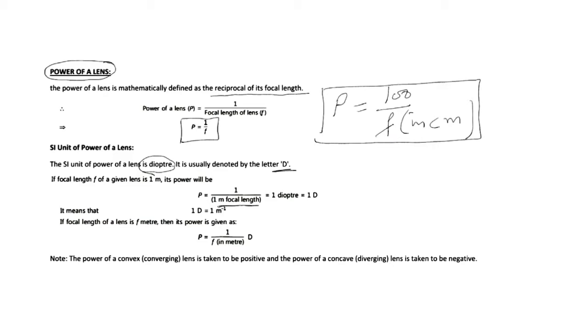Clear? I am repeating again. The power of a lens is said to be 1 diopter if the focal length of the lens is 1 meter. Clear? Any doubt? Now, we know that the focal length of a convex lens is positive. So, the power of convex lens is taken as positive. But if we talk about the concave lens, the focal length in that case is negative. So, the power of concave or diverging lens is negative.